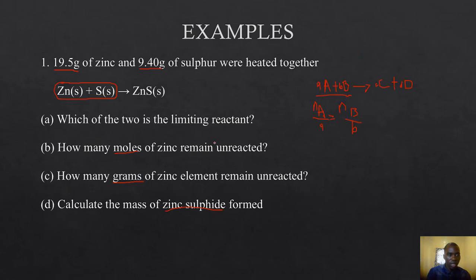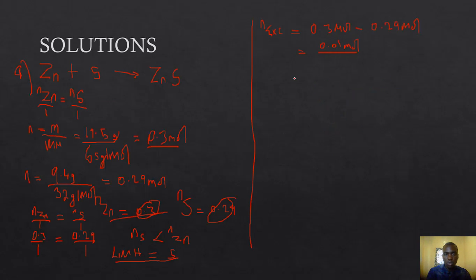Alright. Then here we go to C. They are saying how many grams of zinc. So here they are emphasizing how many moles of zinc element remained unreacted. So we go to see how many moles of zinc remained unreacted. Now we know that number of moles is equal to mass over molar mass. So since we are finding mass, we need to make M the subject of the formula. So mass is simply equal to number of moles multiplied by what?